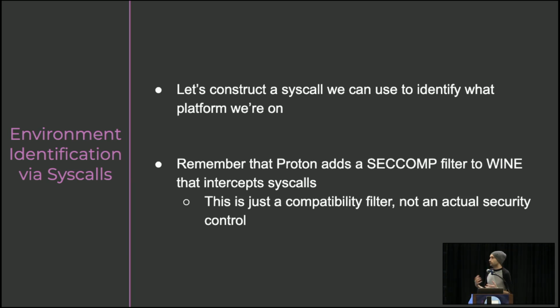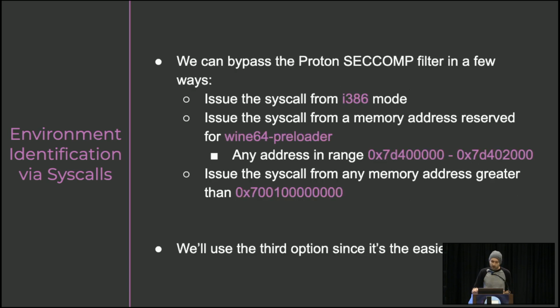But first, just for the sake of completion, let's remember that Proton does have a seccomp filter that does intercept syscalls. And so on its own, that would be a problem that would get in our way from talking directly to the Linux kernel. But this is just a compatibility filter. It's not an actual security control. So it's pretty easy to bypass. So to start with that, we can bypass the Proton seccomp filter in a few ways. The first is we just issue the syscall from i386 mode, so like 32-bit mode as opposed to 64-bit mode.